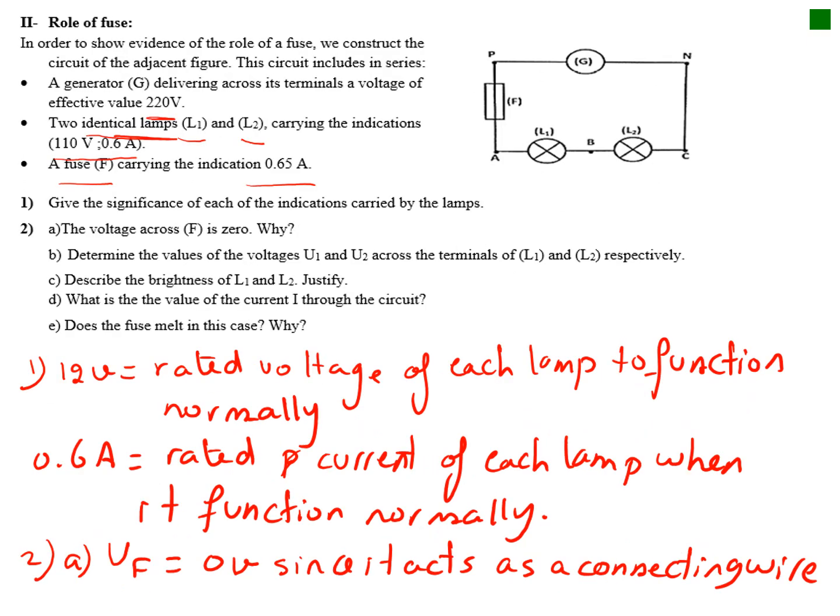Role of fuse. In order to show evidence of the role of fuse, we construct the circuit of the adjacent figure. This circuit includes in series a generator of voltage 220, two identical lamps L1 L2 carrying indication 110 volt 0.6 ampere, fuse F indication 0.65 ampere. First question, give the significance of each of the indications carried by the lamp.